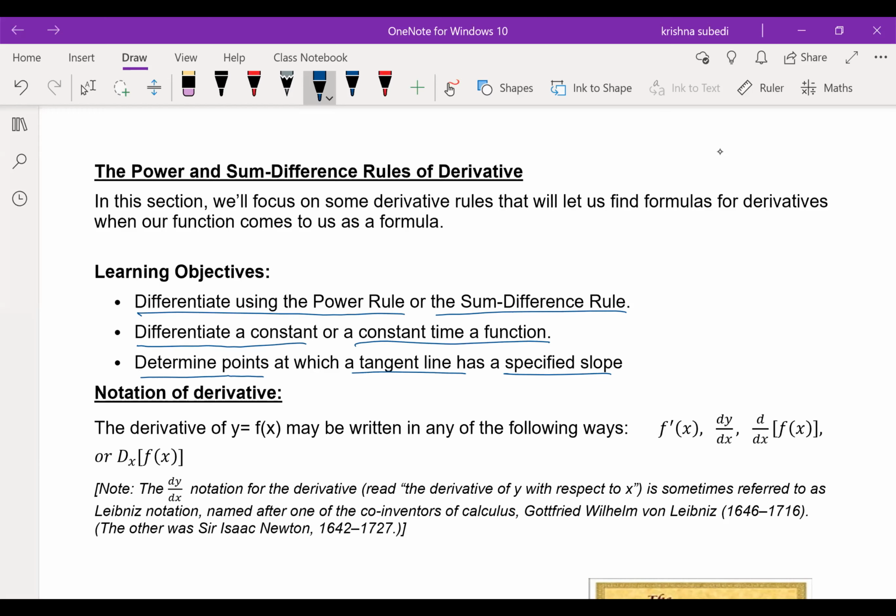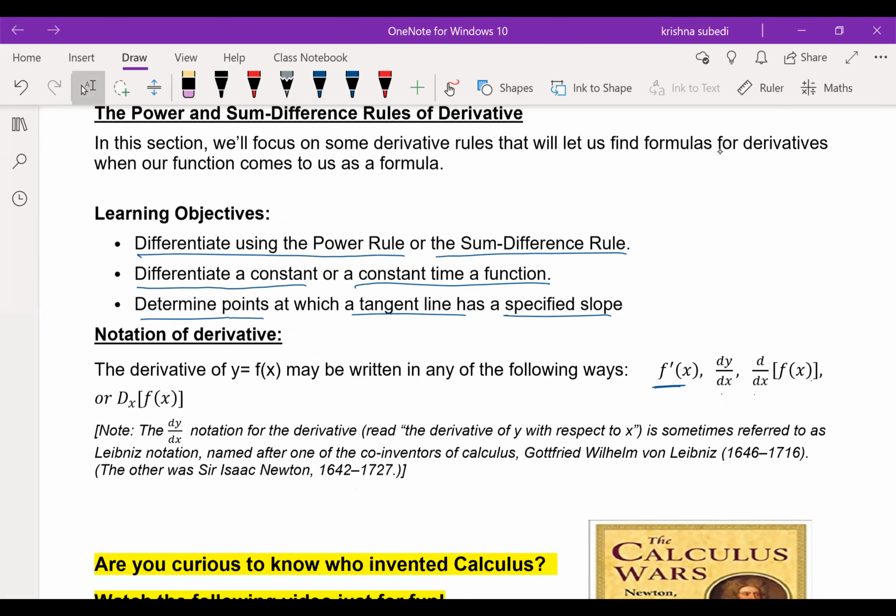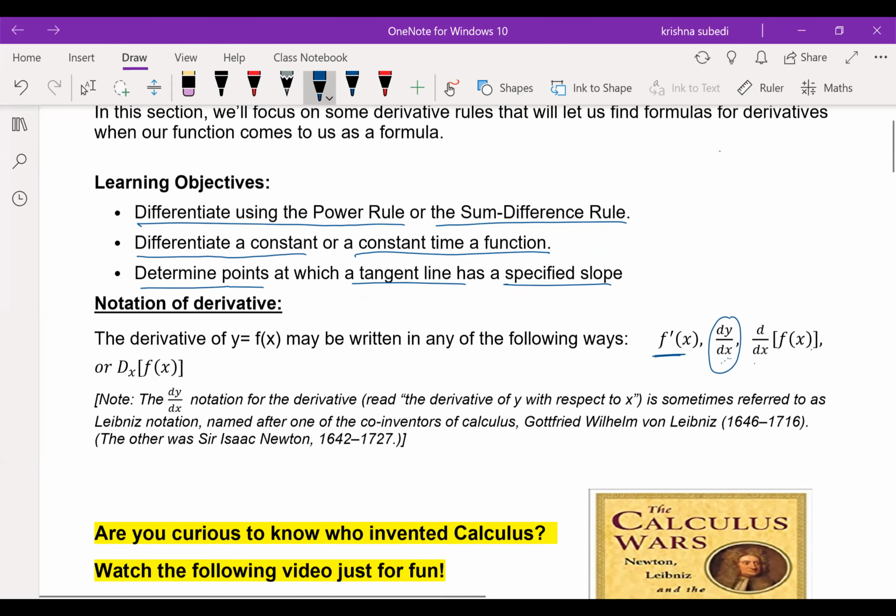The notation we use for the derivative is f prime of x, or dy over dx, or d over dx of f of x, or D sub x of f of x. This dy over dx notation is referred to as Leibniz notation.